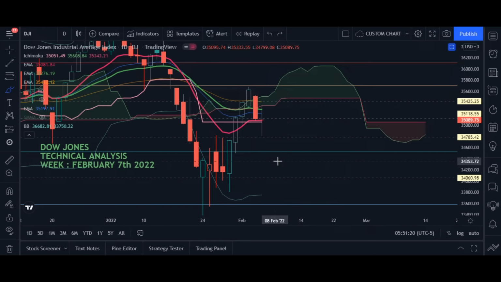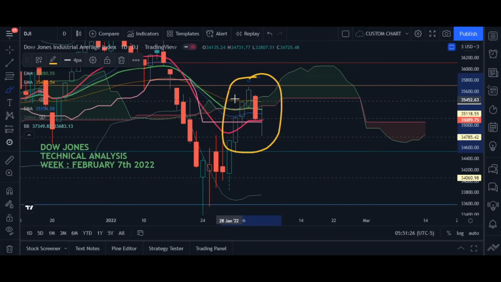Once again, the market moved exactly as predicted in the previous technical analysis. So whatever you are seeing here, the movement of the market, it is what I told you last week, that exactly this is how it is going to happen.